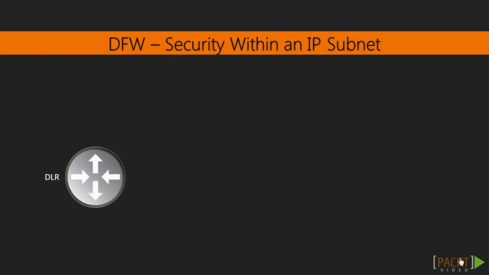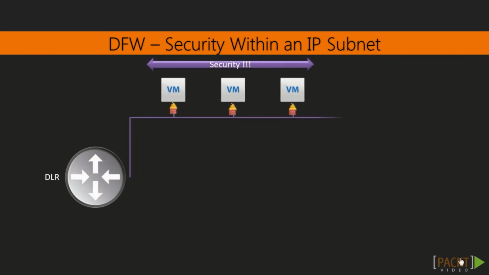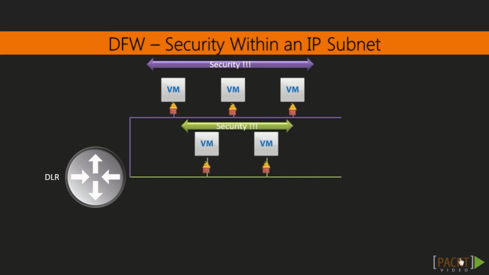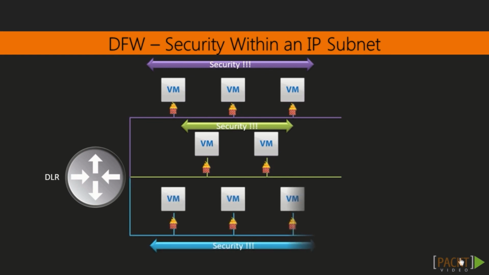Let's start with the security within an IP subnet example of the distributed firewall. The DLR has multiple networks behind it, and the DFW is used to add security within a single IP subnet. That is pretty cool, and NSX is the only tool or application you have to do something like this: have a firewall within a single IP subnet.